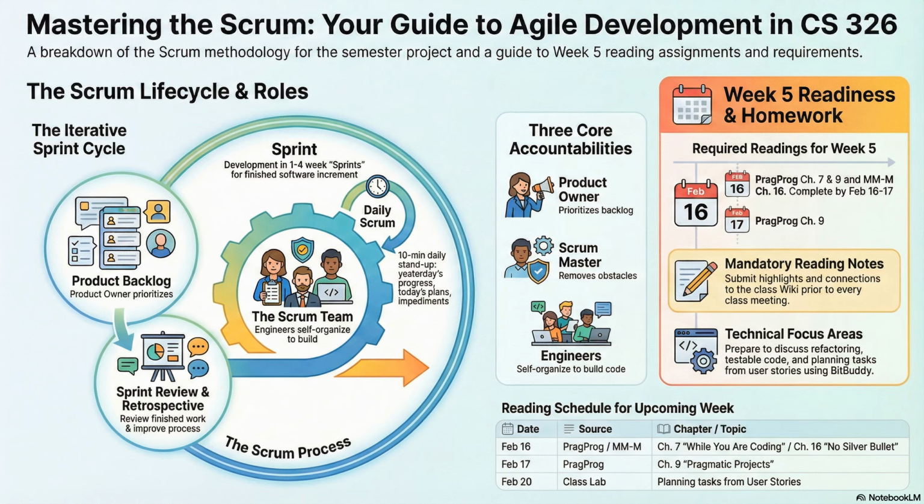Okay, so let's look at the who, the Scrum team. The notes identify 3 specific accountabilities. First up, the product owner. The product owner is the voice of the customer. Yep. They are the single person responsible for what gets built. So they manage the master list of features, the product backlog. Yep. Their job is to prioritize. They have to decide that feature A is more important than feature B. They own the ROI, the return on investment.